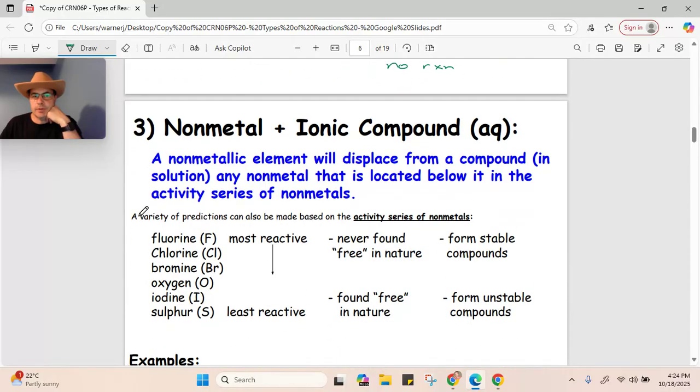Now, there is also a single displacement that can happen where the non-metal switches places. We talked about this at the beginning of the video. So here is an activity series for some nonmetals, right? The most reactive is fluorine, and then sulfur in this list is our least reactive of the ones that we're going to deal with. So again, things that are most reactive, you're never going to find them free in nature on their own. If they're very reactive, they're going to end up as compounds. That's how they're going to be stable. They're not going to be stable in their elemental form.